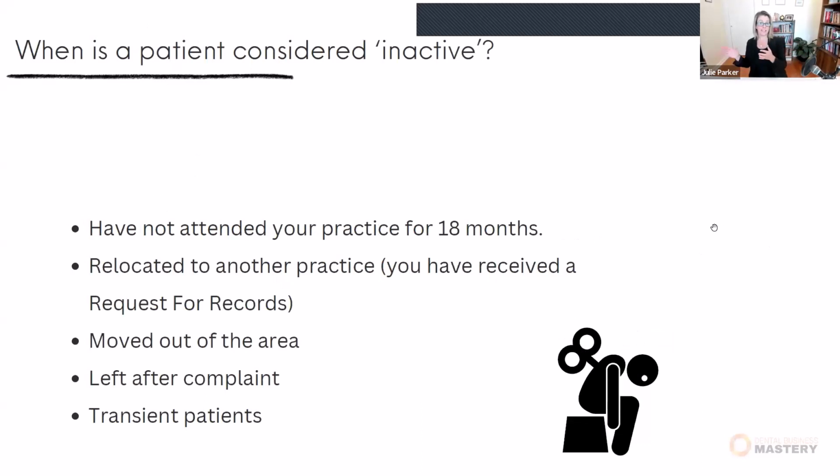A patient is considered inactive, number one, when they haven't attended your practice for that 18-month period. Number two is when they've relocated to another practice. And so therefore, any request of records that you get, you could then classify that patient as inactive because they're no longer going to be returning to you for their dental treatment. They're going to be going elsewhere.